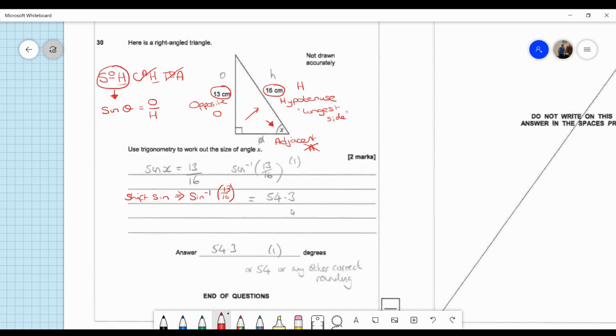And it's that straightforward. There'll be a bit of practice for this for you if you want to have a look on My Maths.